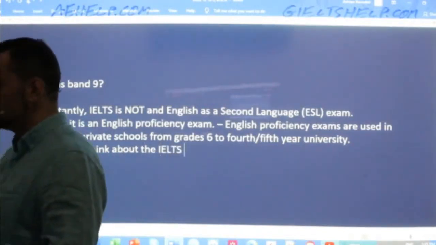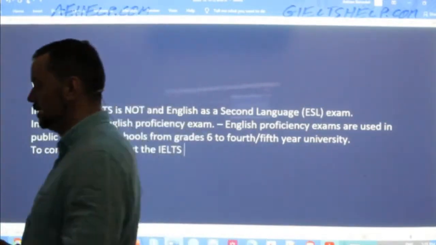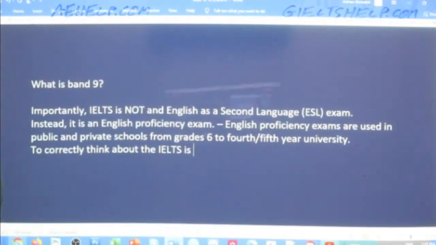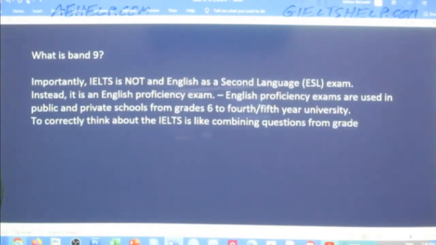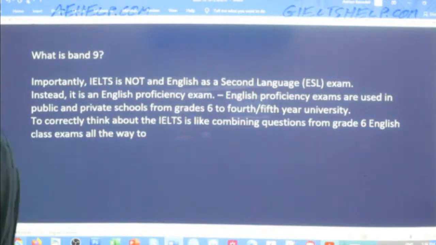which is the International English Language Testing System, because it's used all around the world, is it's like combining questions from grade, well, let's say grade 6. Some of the first questions that you hear in the listening or that you do in the reading are kind of like what you would see on a grade 6 English proficiency exam in elementary school. So it's like combining questions from grade 6 English class exams all the way to, well, grade 12, maybe some of the last questions in the reading or the listening reach even 1st year college level.